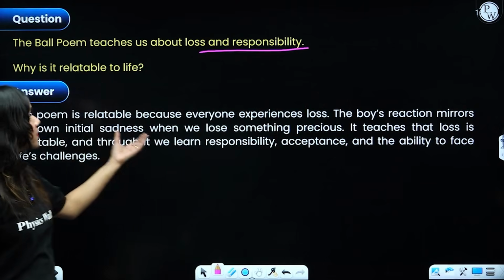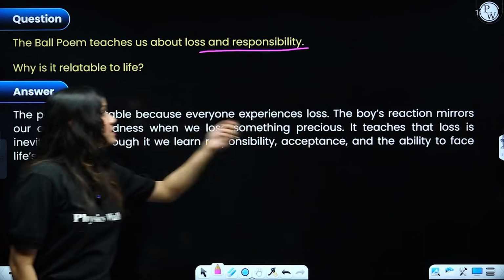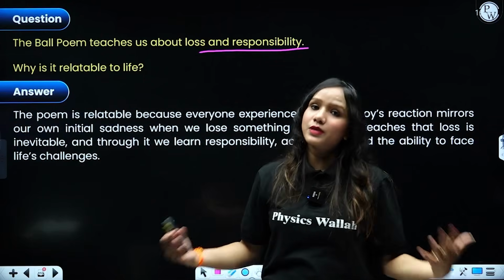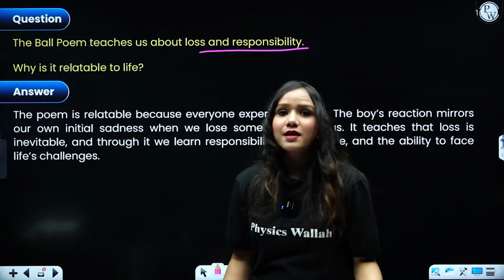Let's see, the poem is relatable because everyone experiences loss. The boy's reaction mirrors our initial sadness when we lose something, but eventually we have to learn to move on in life, and this is how life goes on, right?